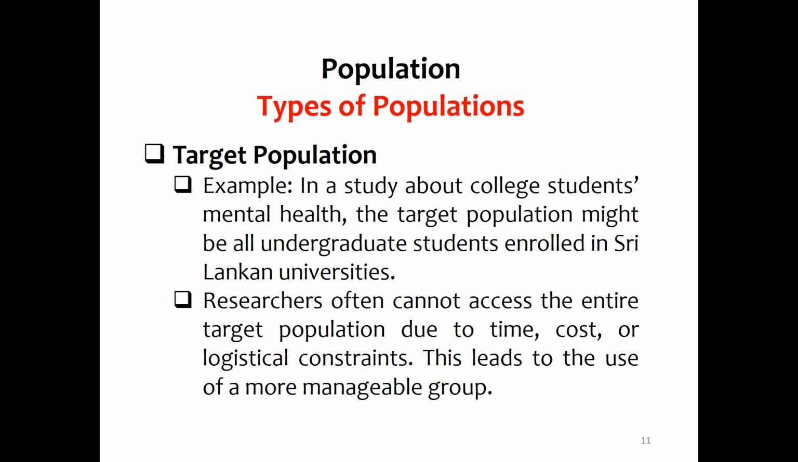As an example, in a study about college students' mental health, the target population might be all undergraduate students enrolled in Sri Lankan universities. The target population is large and difficult to access because of time availability, cost factors, or geographical constraints.